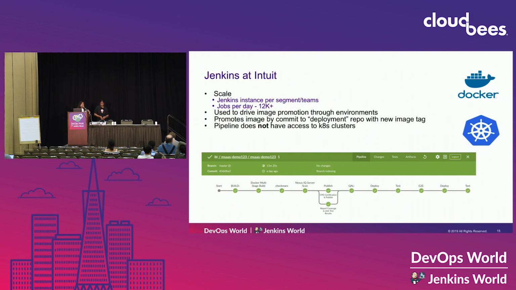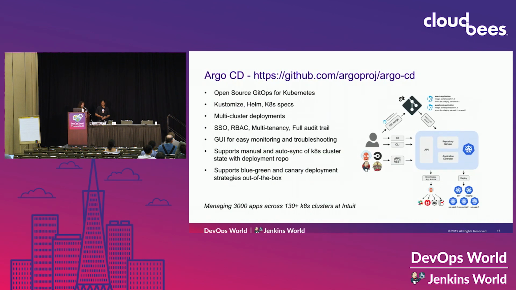So we added more than the CI pipeline, we added steps to promote the image through environments. So Jenkins' main job in GitOps is to promote the image by committing to the deployment repo with new image tags. Jenkins does not have access to our Kubernetes cluster. So Jenkins just promotes the image to Git, and then ArgoCD is the one which has access to our Kubernetes cluster. Like Jenkins, ArgoCD is also open source.